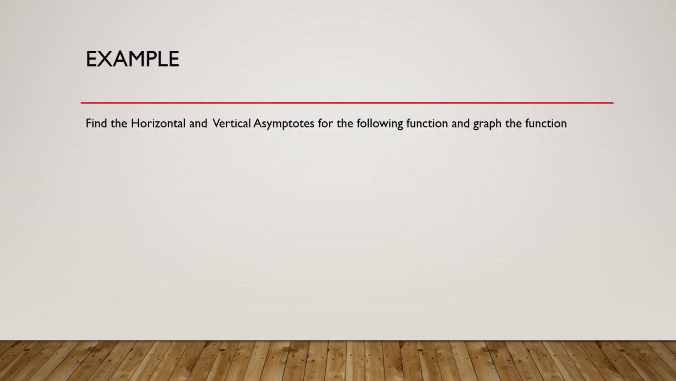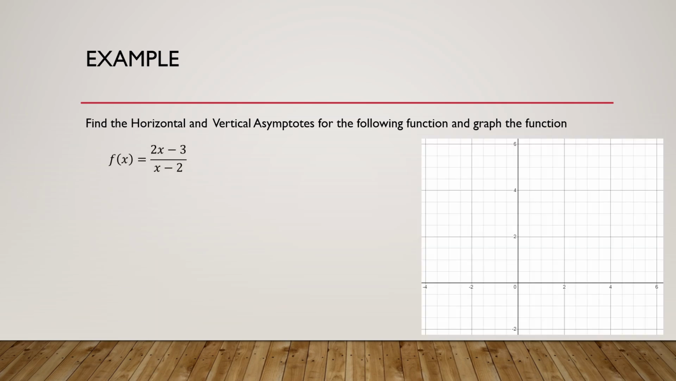As an example, let's find the horizontal and vertical asymptotes and graph the function f of x is equal to 2x minus 3 over x minus 2. The vertical asymptote happens when x minus 2 equals 0 or at x equals 2.